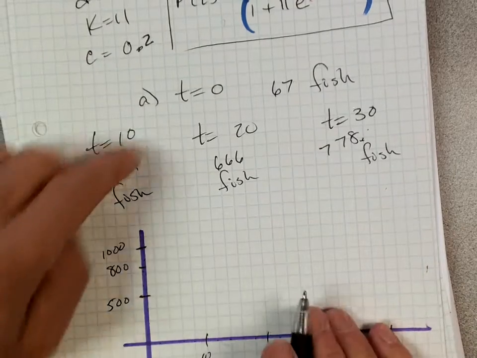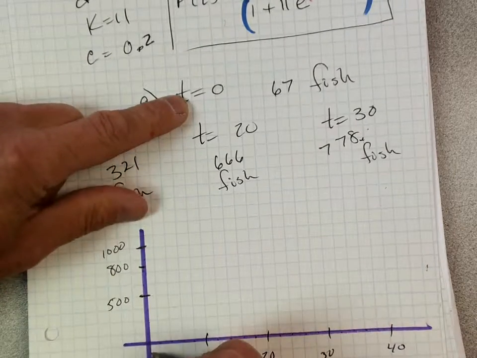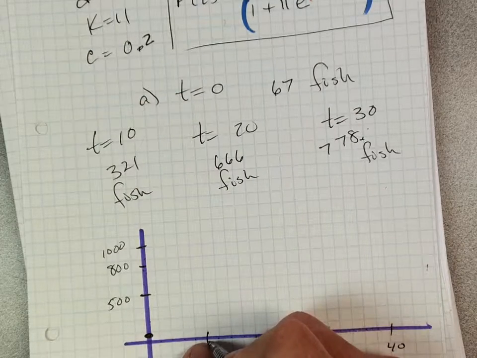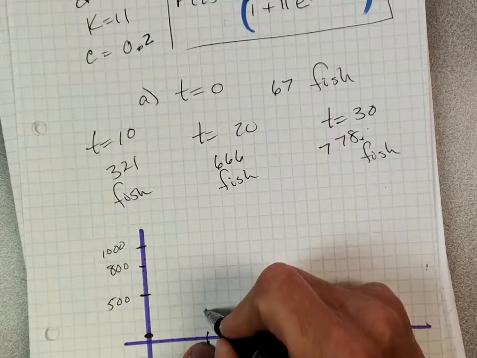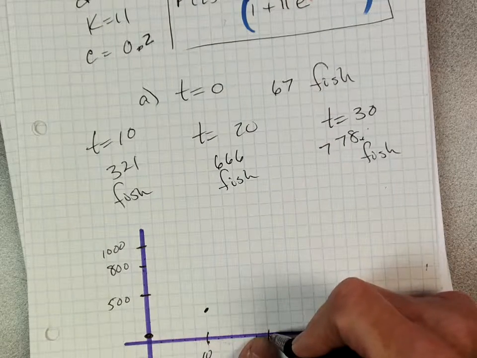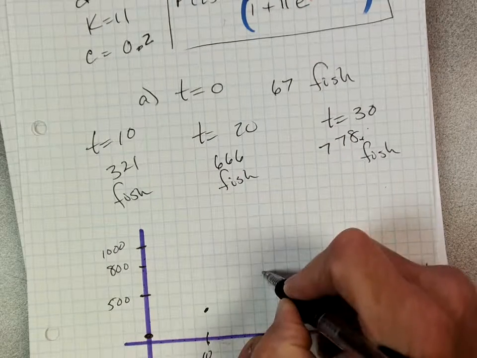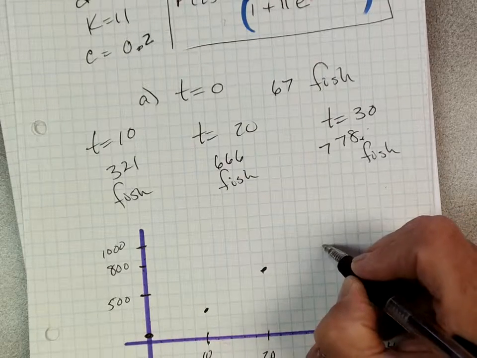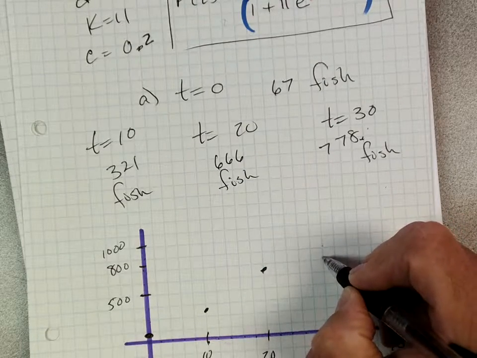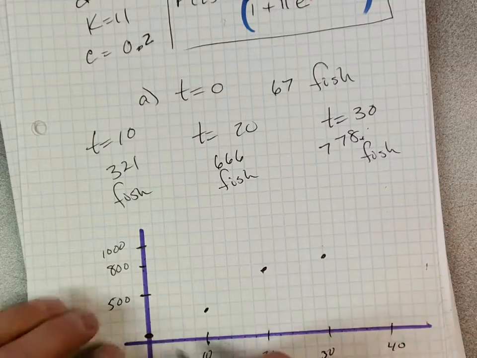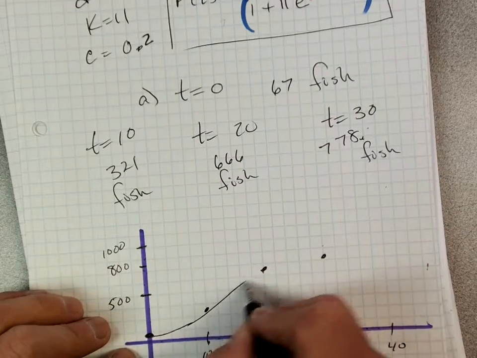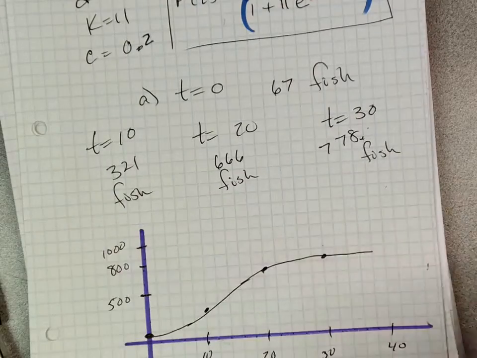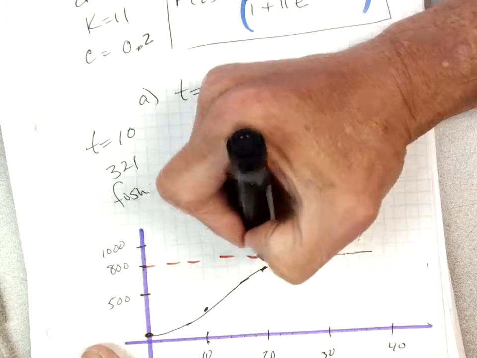And let's see, at T equals 0 we'll go 67 fish, which you can barely see, so put a dot down there for 67 fish. 10 was 320, it's about there. 20 was about 666 fish, I'm estimating about there. 30 is about 778, almost 800, and so it should look like this. Now it levels off at 800, so you could put a horizontal asymptote at 800, okay?